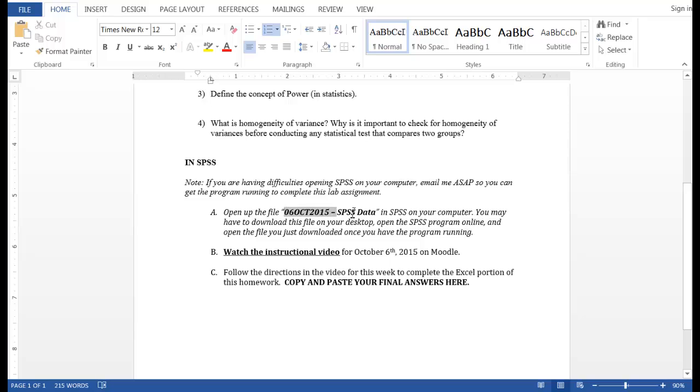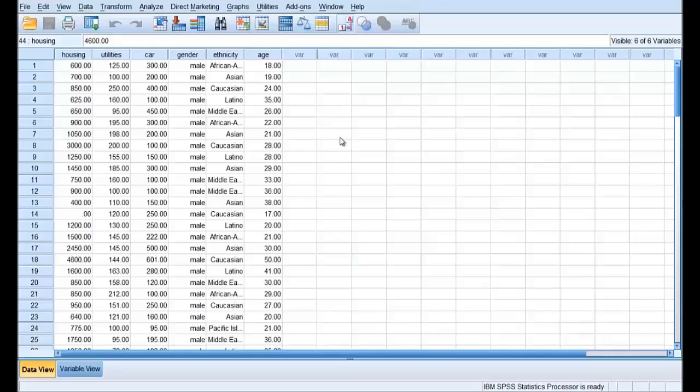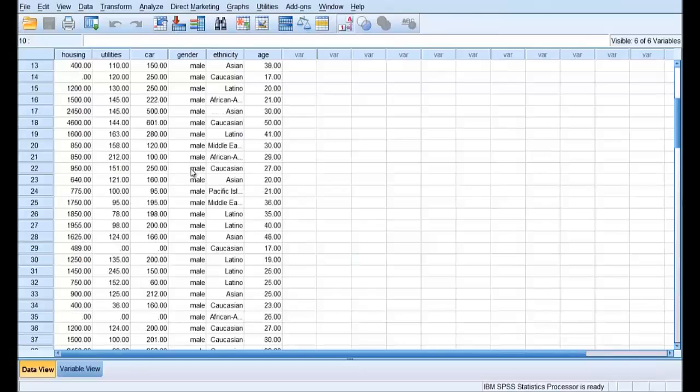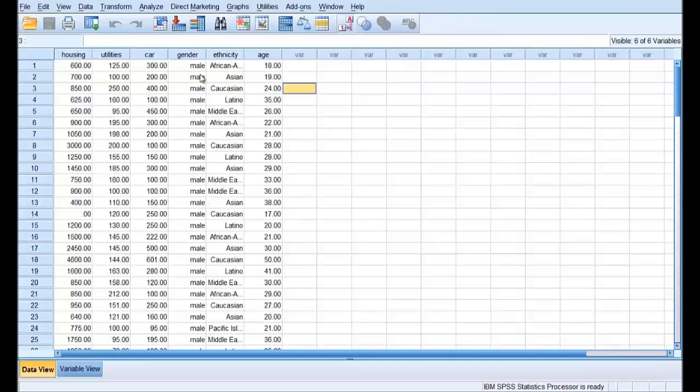You should have already opened up this file in SPSS, so go to that now. What we're going to be doing is working with a data set that has to do with money you spend every month. So this is a collection of, let's see how many people there are in this data set, it looks like about 100. So we're taking 100 people and measuring how much they spend on housing every month. So these numbers here represent the amount in dollars that people are spending on housing.